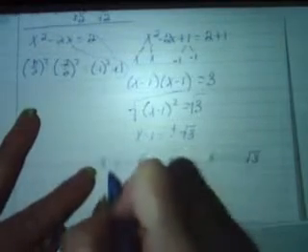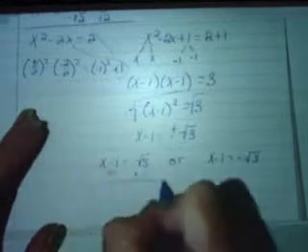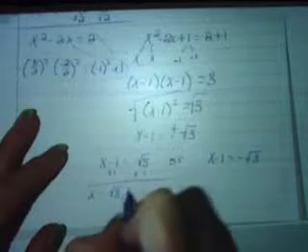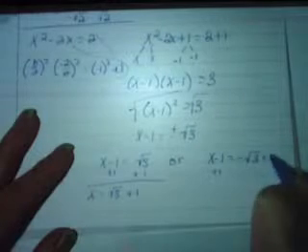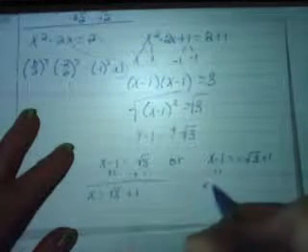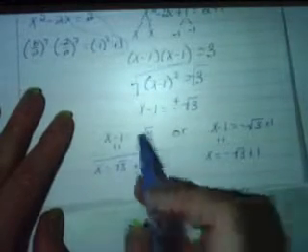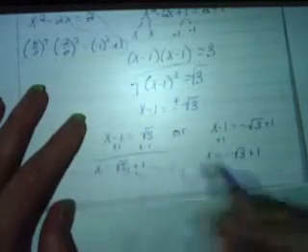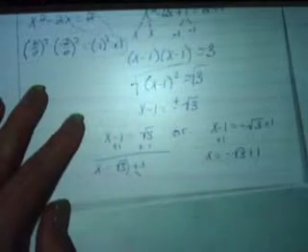Solve for x, I'm going to add 1 to each side. So x is going to equal the square root of 3 plus 1. Or if I add 1 to each side here, x is going to equal negative square root of 3 plus 1. Okay, put this in your calculator. Make sure when you put it in your calculator, you close the parentheses on that square root and then add 1. Okay?